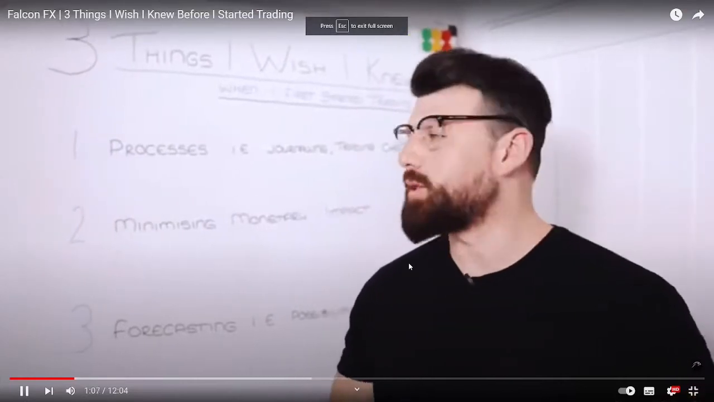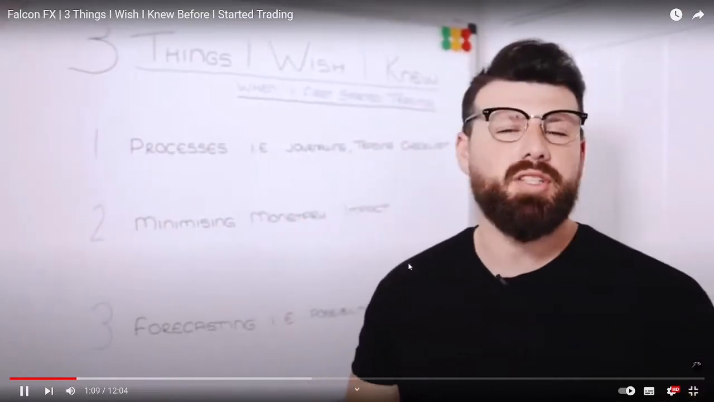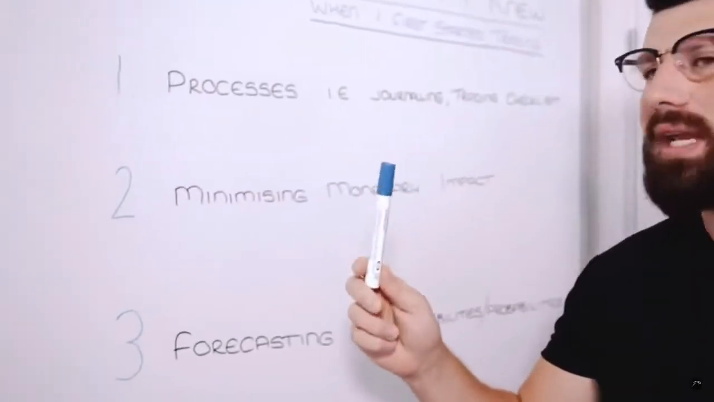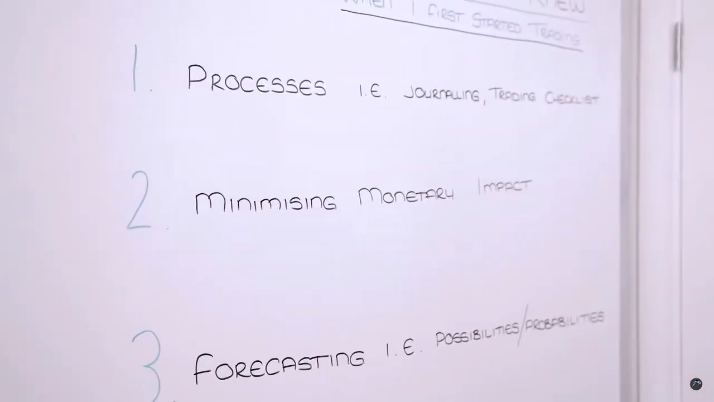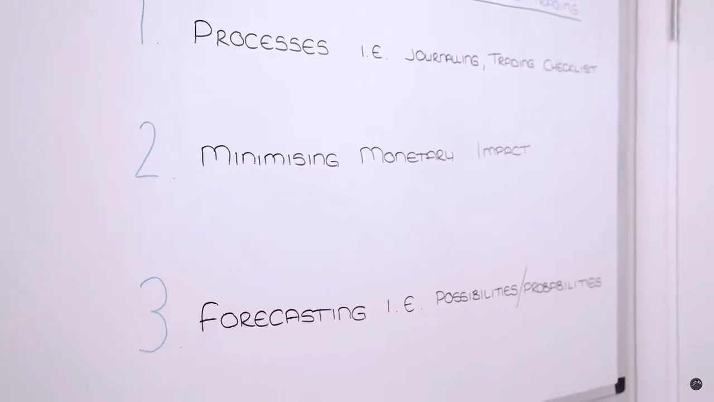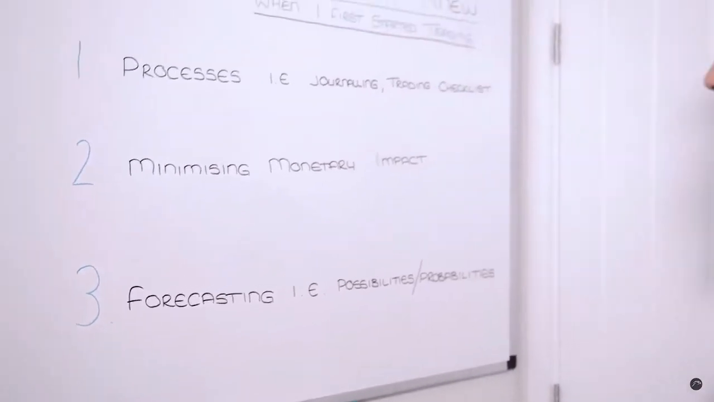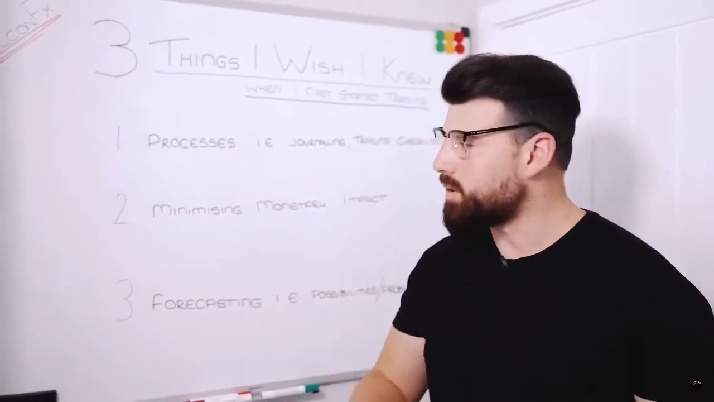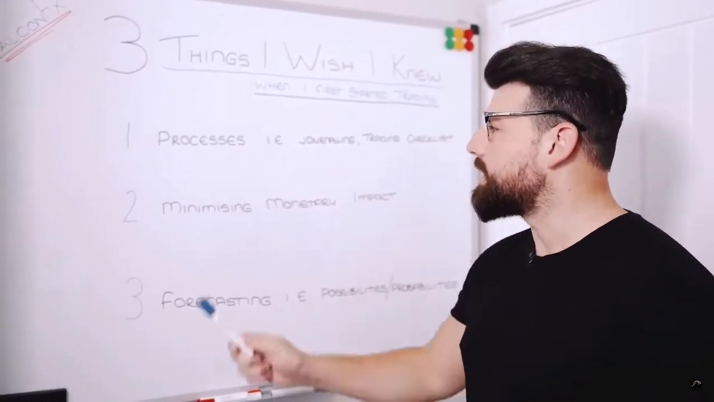Right guys, I was going to just talk about this part, but I thought it would be perfect to put something on the board so you can reference it. Essentially, these are the three things: processes, minimizing the monetary impact, and forecasting. Honestly, guys and girls, these are the three things. There are lots of other tiny things, but these are the three that come to mind.